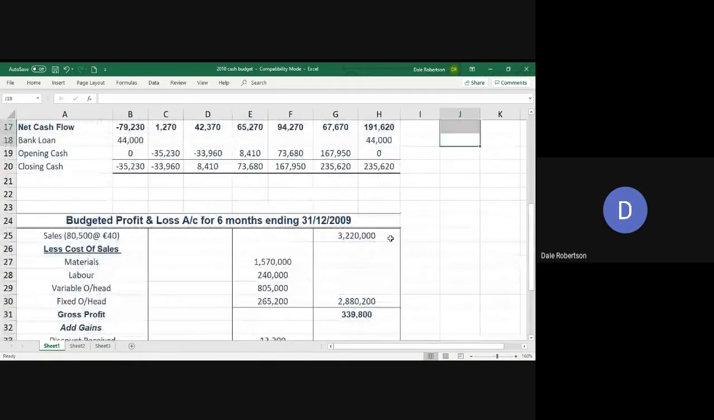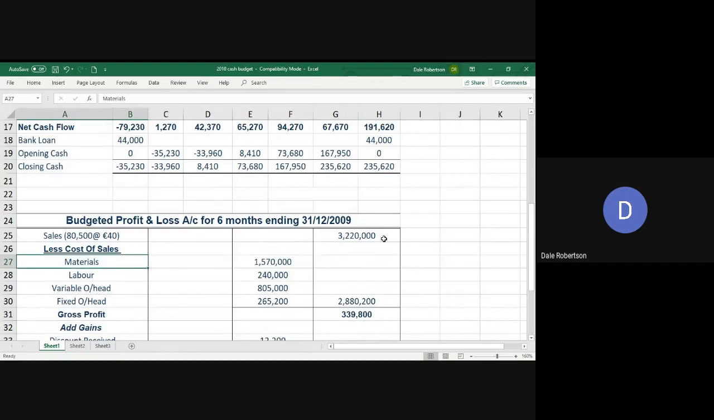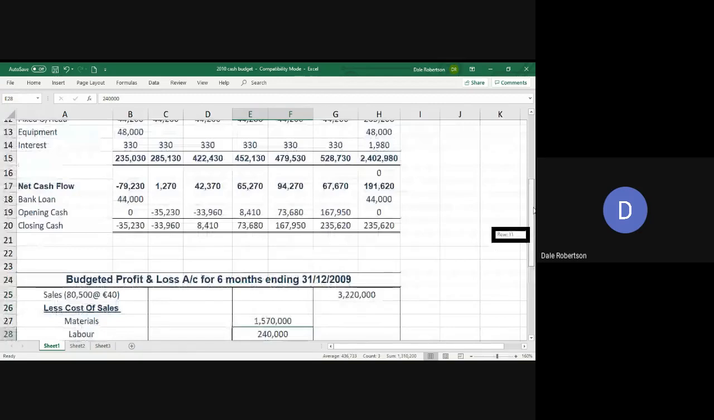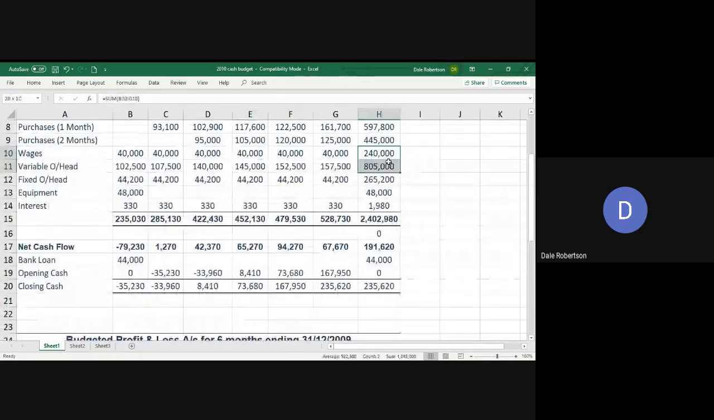Now, the sales number is taken directly from the question. The horizontal addition of the sales numbers in the question, 3,220,000. Likewise, the purchases number here of 1,570 is taken directly from the question. That's the purchase of materials. And these next three, labor, variable overheads, and fixed overheads, are all taken from the total column here. When they were added up, you have 240,805 and 265,200.